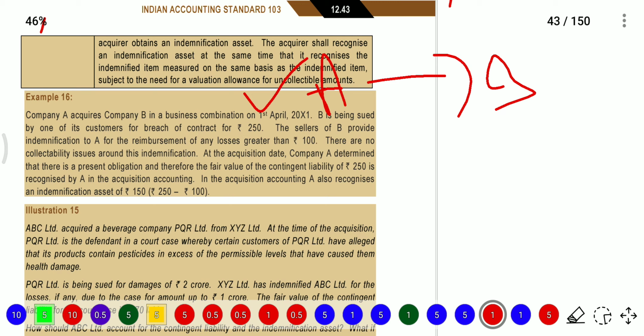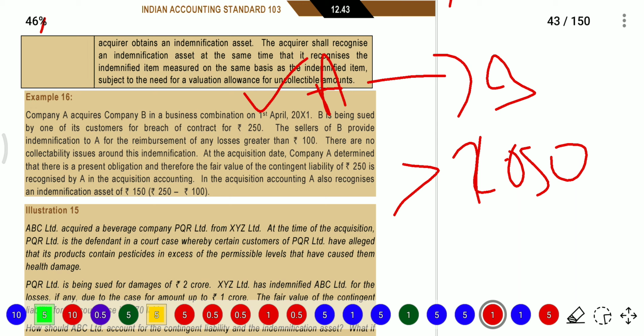Now the seller of B provided indemnification to A for reimbursement of any loss greater than 100. So A has acquired the business. If they entered into an agreement where indemnification reimbursement is given for a loss greater than 100, then the seller will pay, provided that there is no collectability issue around this indemnification. So as on the date of acquisition company A determined that there is a present obligation and therefore the fair value of the contingent liability will be 250.